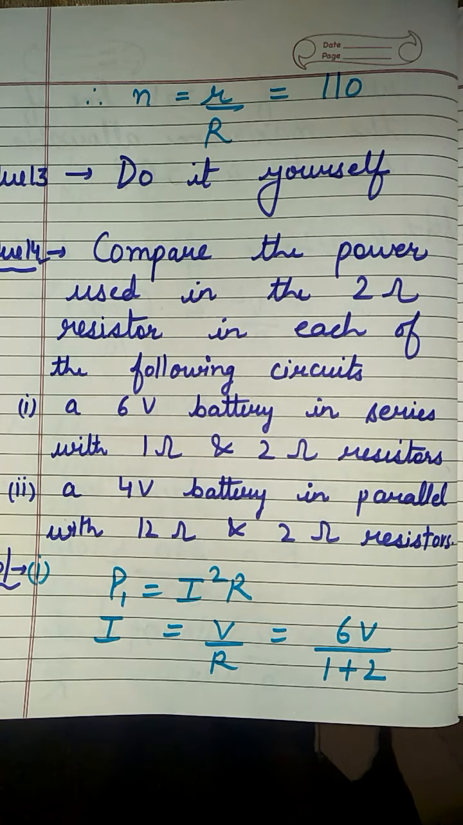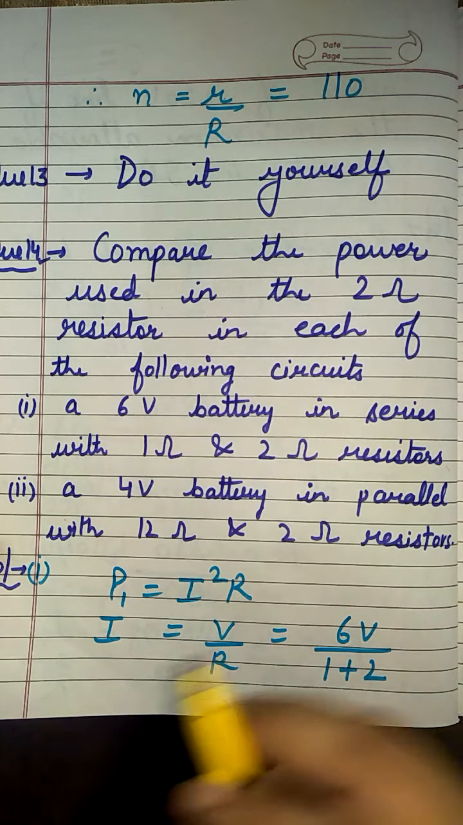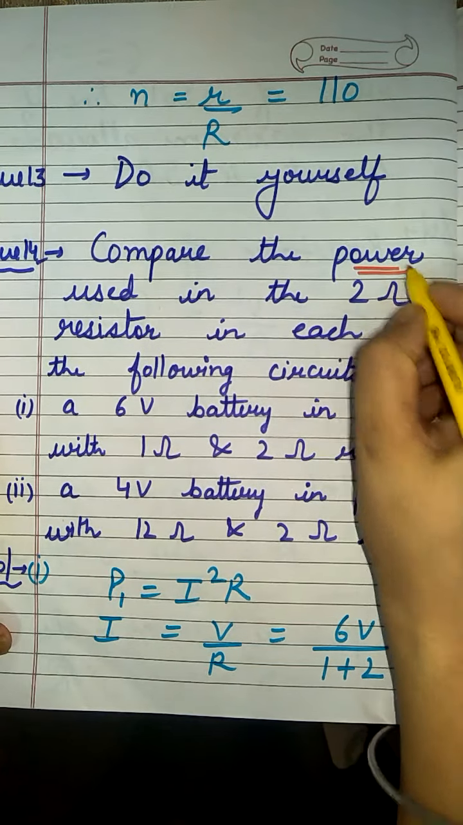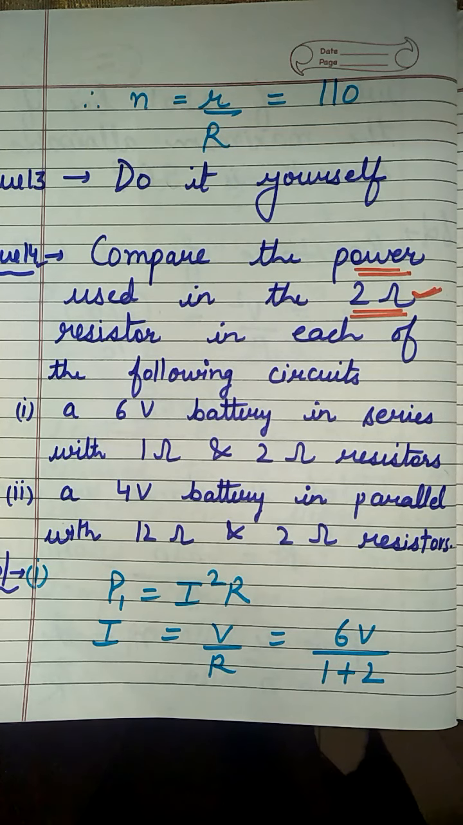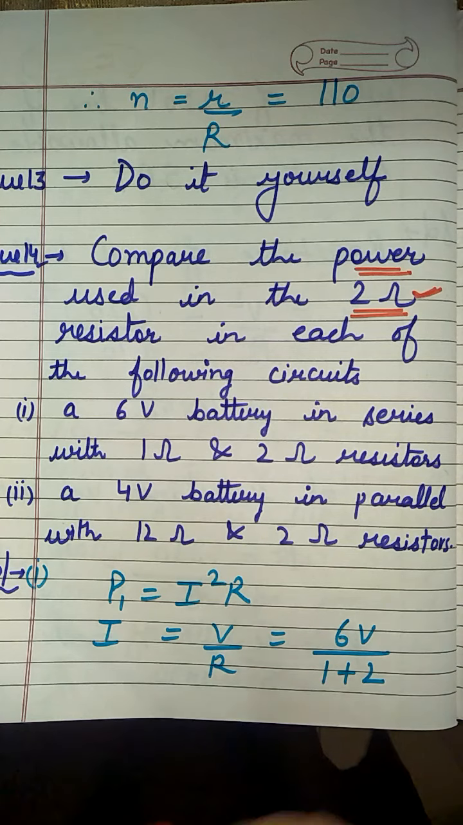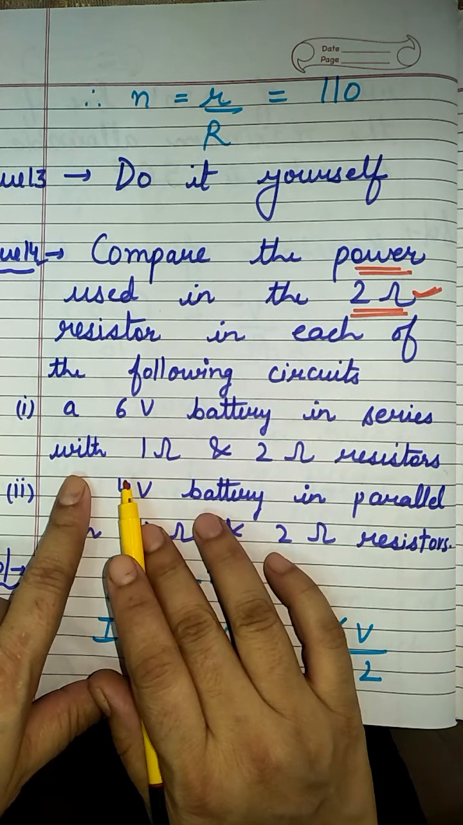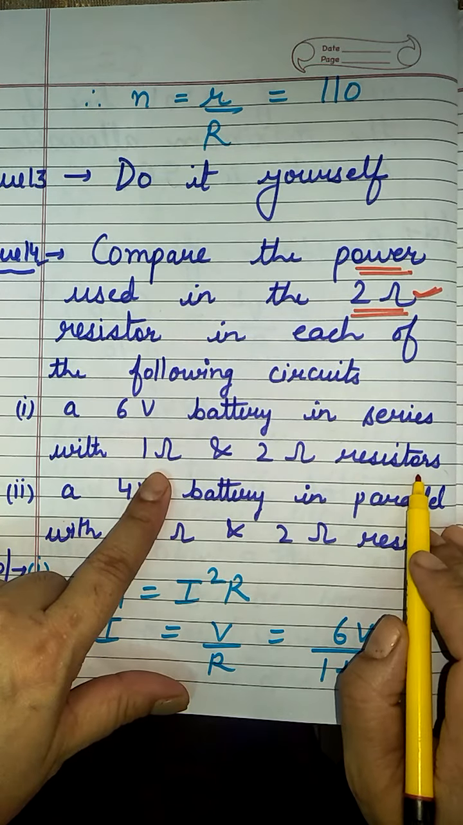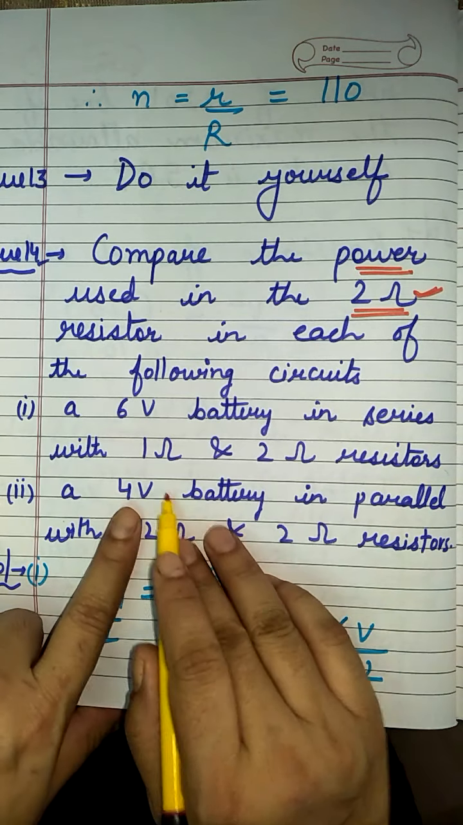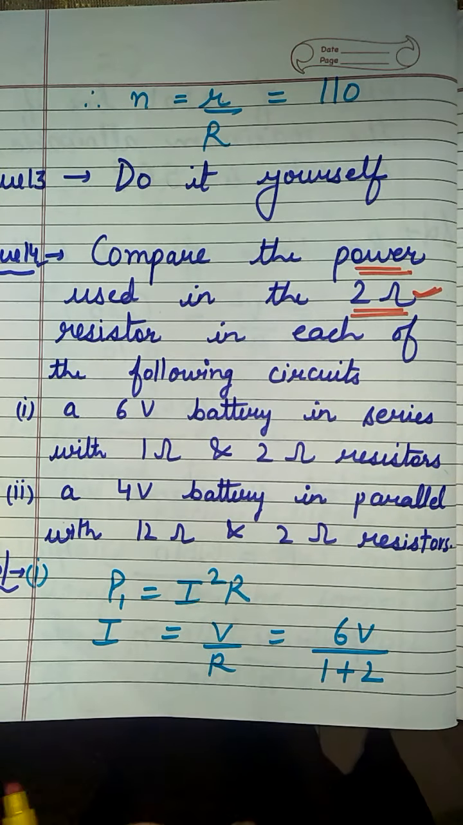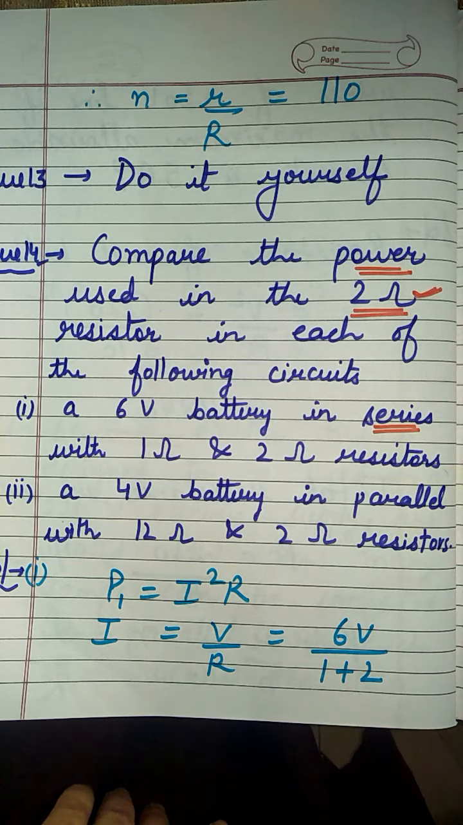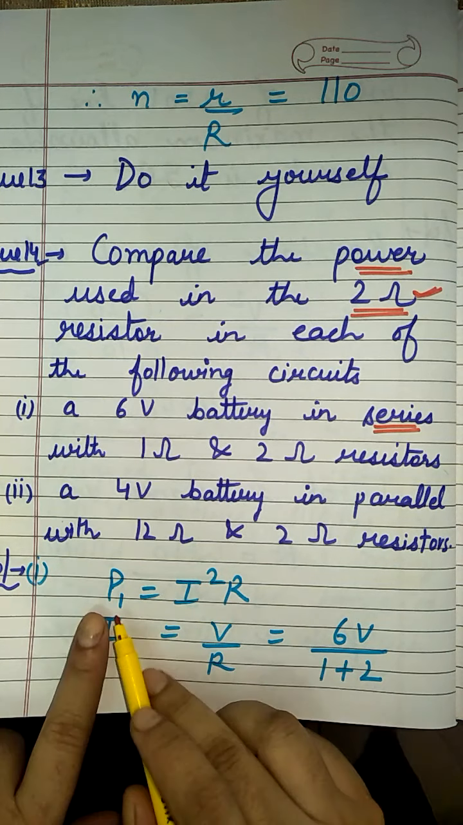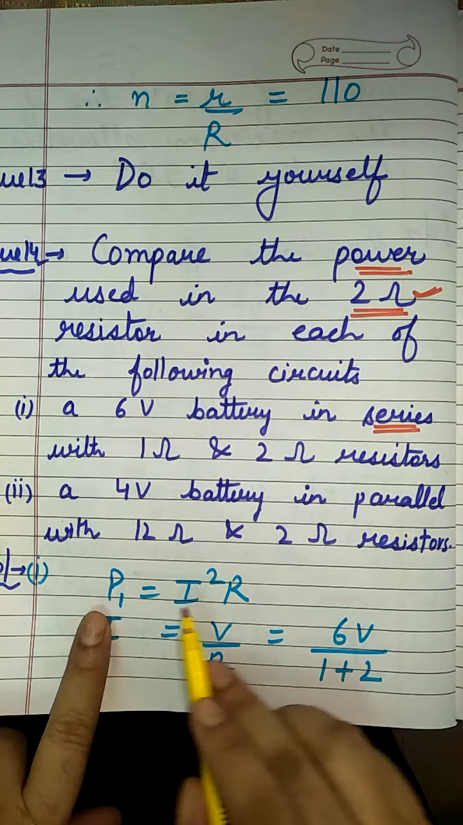Come to question number 14. Calculate the power used in the 2 ohm resistor. This is the particular thing which he has asked. When a 6 volt battery is in series with 1 ohm and 2 ohm resistor, and a 4 volt battery in parallel with 12 ohm and 2 ohm resistor. See, listen kids, in the first case the series combination is there. In series combination current is constant, so we will be using power is equal to I square R.